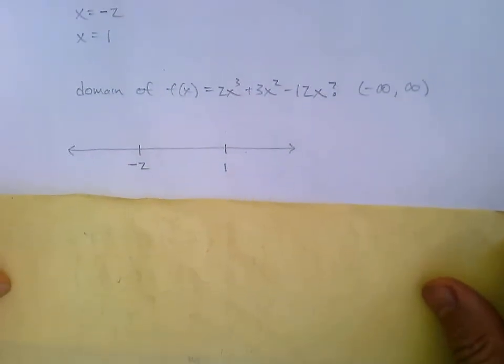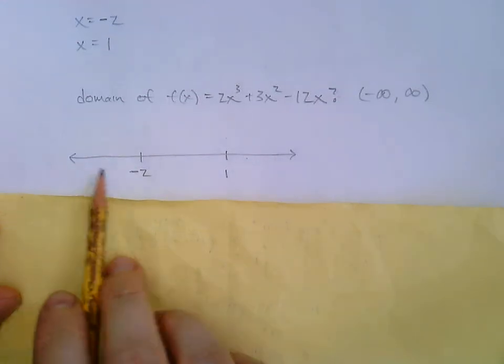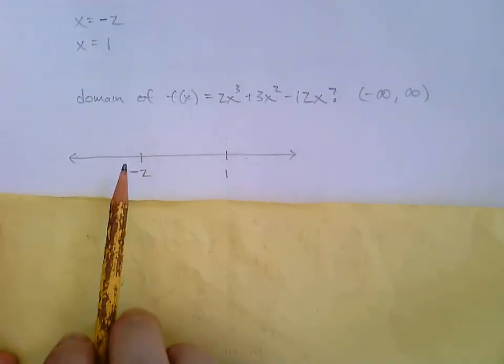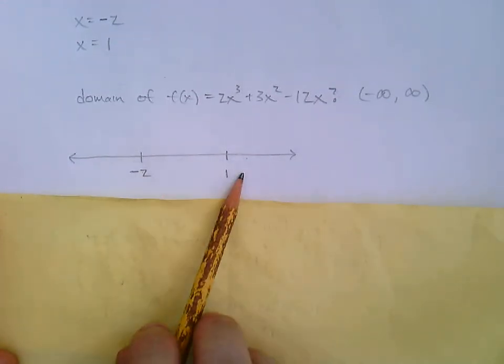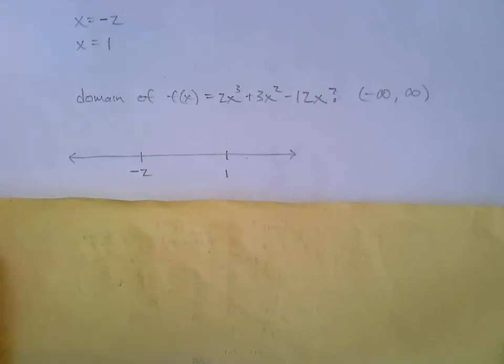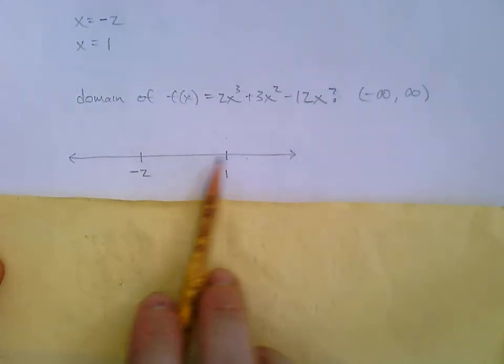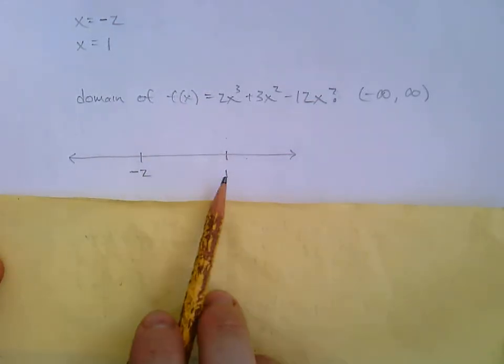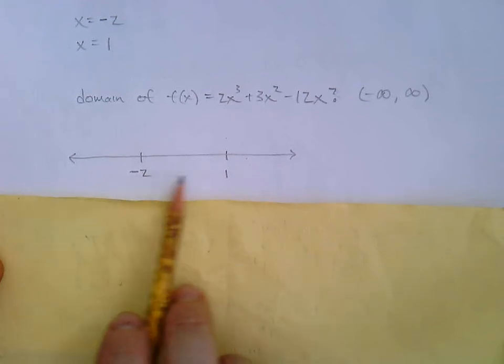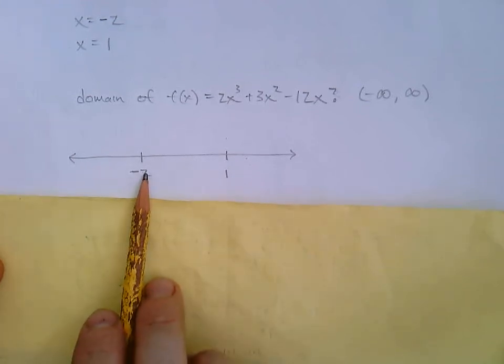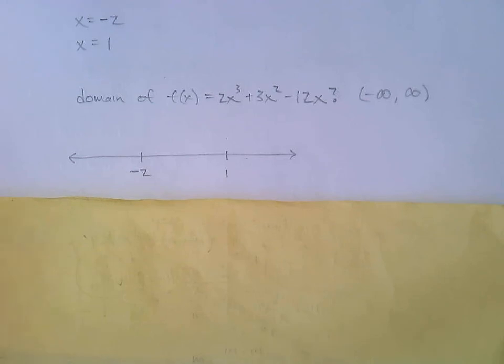So I've got my number line, the whole thing. We're going to mark off -2 and 1. Now what's important is, you don't have to mark 0 or anything else, just mark those numbers. But do put them in order, right? -2 comes first, then 1. That's important. Okay, so that's step 2: mark these numbers on the domain line.